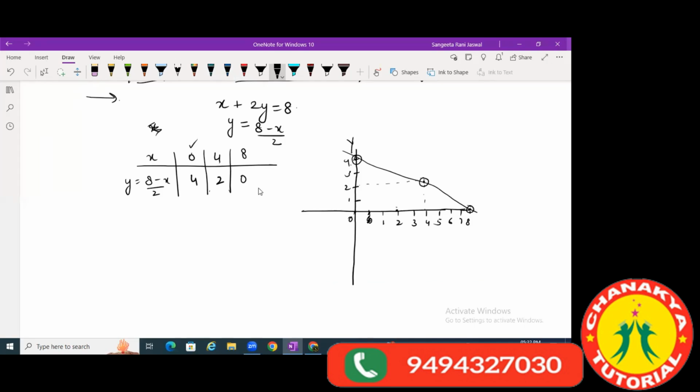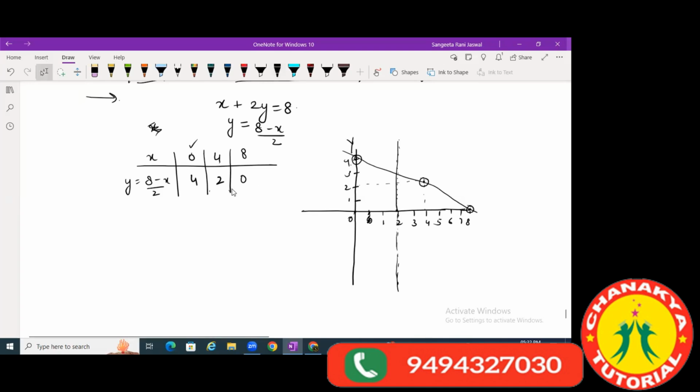Okay, so that means I will draw a parallel line to the y-axis like this. This will be a parallel line to the y-axis. Are you understanding? This is what is written in the question.